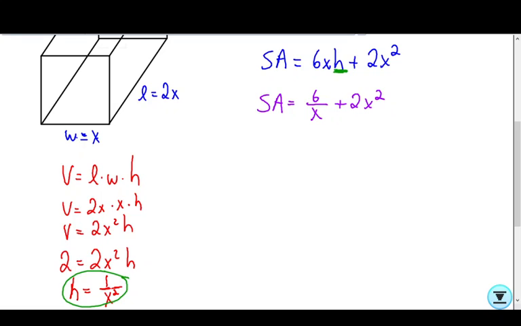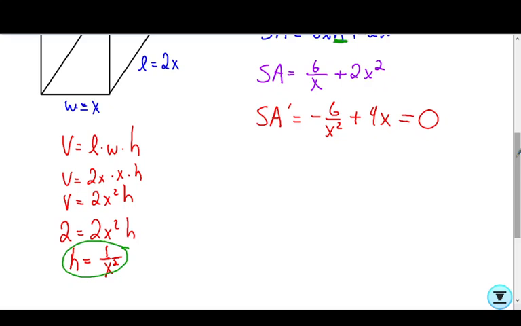So now I've got to find the derivative. Surface area prime. The derivative of 6 over x is negative 6 over x squared, plus the derivative of 2x squared, which is 4x. Then we set it equal to 0 and solve for x. So be smart about it. I'm going to move my negative 6 divided by x squared to the other side. So I'm going to get 4x equals 6 over x squared.